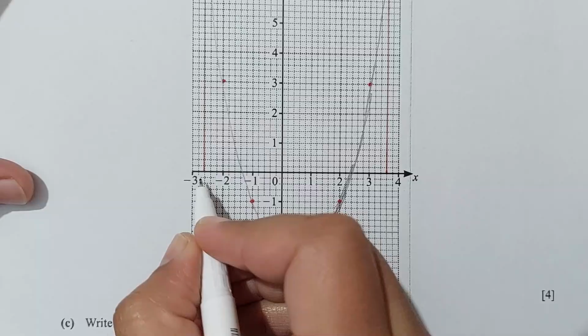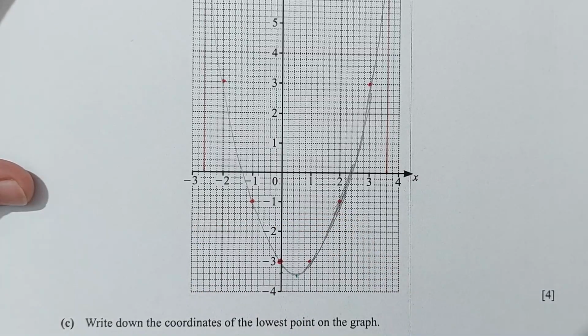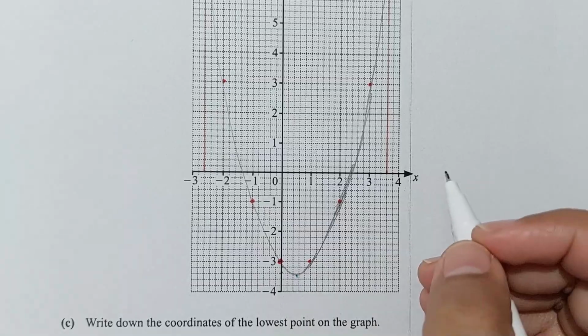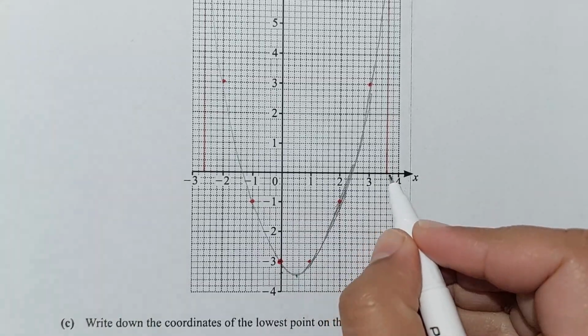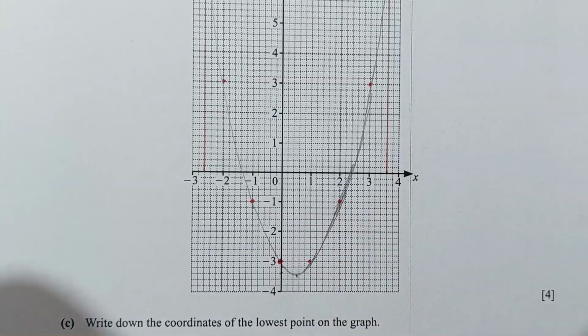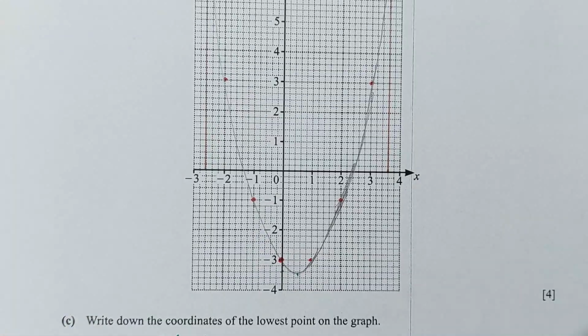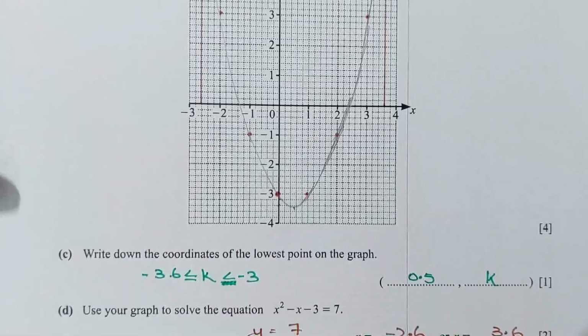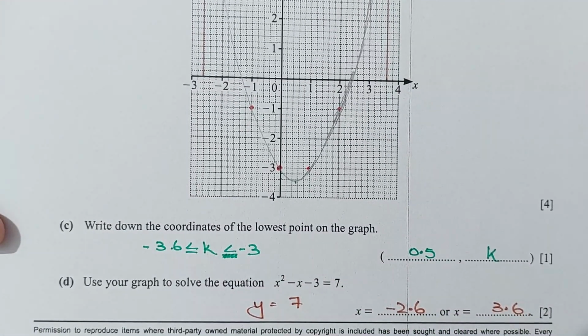about 3.2 and the other about -2.6. It might be different in your graph. It will fluctuate, it doesn't matter. It can be -2.7 or -3.6. So it might be different according to your curve, right?